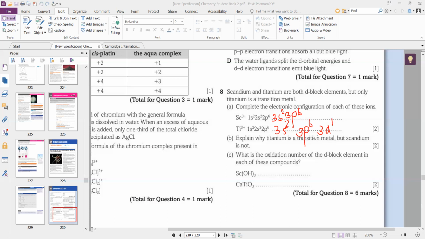Explain why titanium is a transition metal but scandium is not. It forms one or more stable ions with an incomplete d subshell. So scandium has only one ion. It has no d electrons. Titanium forms titanium 3 plus, which has an incomplete d subshell. The oxidation number of scandium here is plus 3 and for titanium it is here: 1, 2, 3, 4, 5.